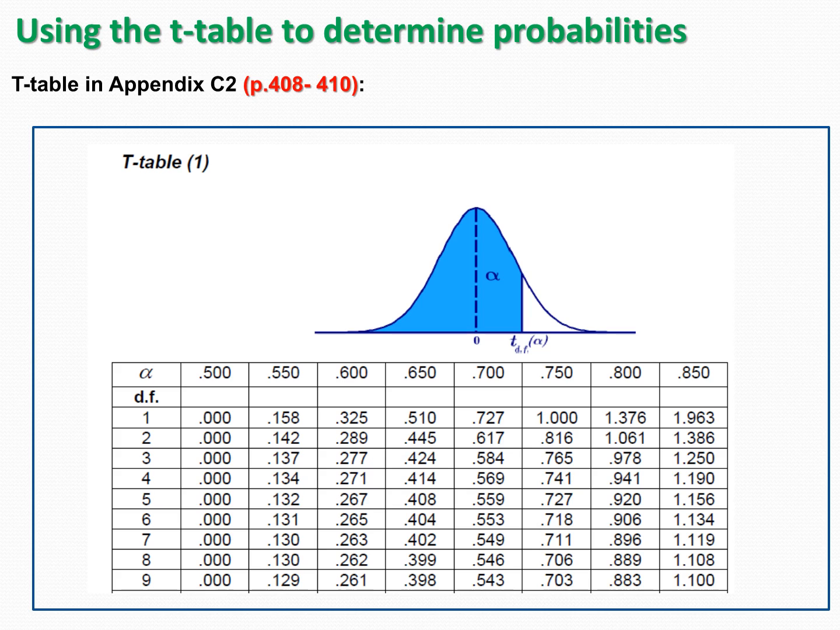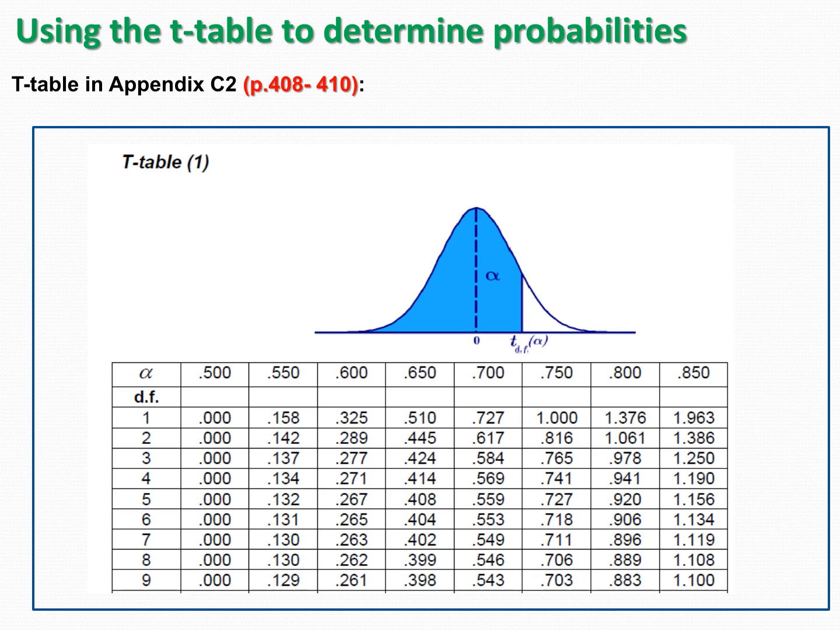The t-table is found in Appendix C2 in your textbook, and it spans over 3 pages for different degrees of freedom, and the layout of the table is as follows. The column here on my left-hand side is my degrees of freedom, and the row at the top gives me the probability to the left-hand side of a positive t value. So that will be my probability to the left-hand side, alpha, indicated in the diagram, and then inside the table I find my critical t values.